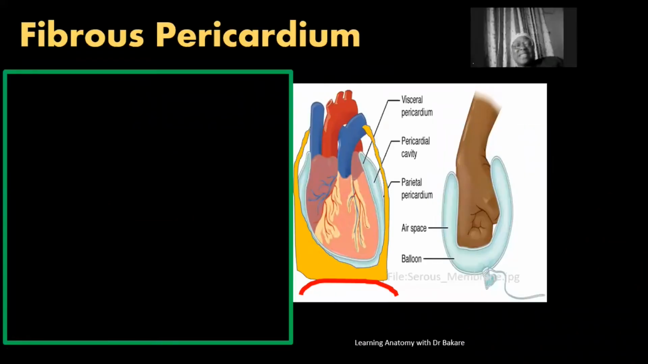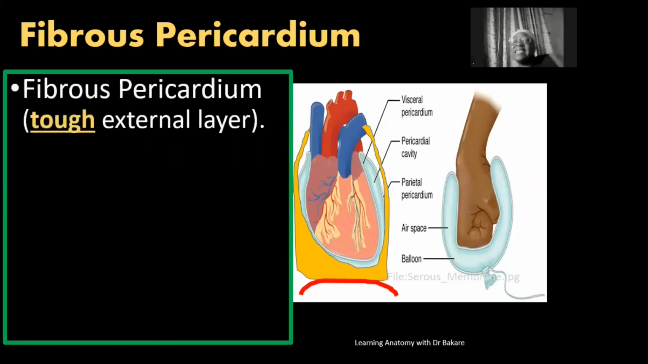So let's go further to see the fibrous pericardium. We already established that on the inside, we have the serous pericardium that is highlighted in blue. On the outside, we have the fibrous pericardium. This fibrous pericardium is highlighted in yellow. And of course, we say that it is the external layer of the pericardium and it is tough. So this layer does not allow any form of expansion.